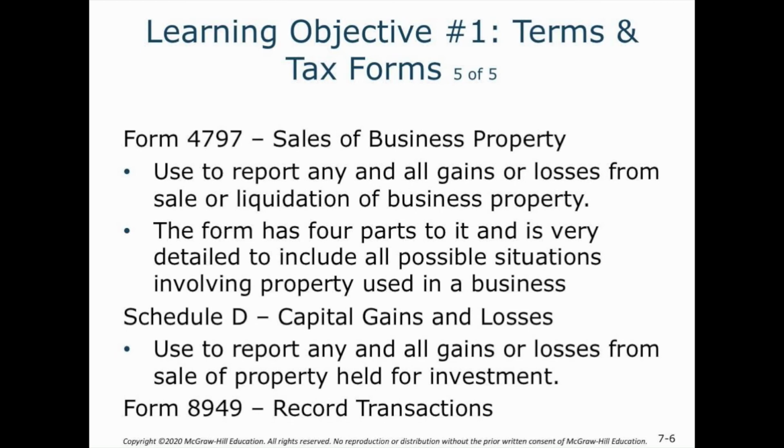So for the tax forms, we're going to have a Form 4797. It's the sale of business property, and that's going to be used to report those gains and losses from sale or liquidation of business property. And then we're going to have Schedule D, which is where we record the gains and losses for the sale of property held for investment, and that's going to flow into the 1040. And we're going to record those transactions from the gains and losses on those investment sales of the investment property on the Form 8949.